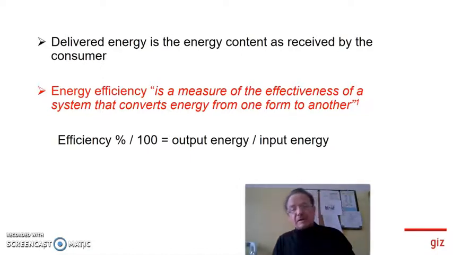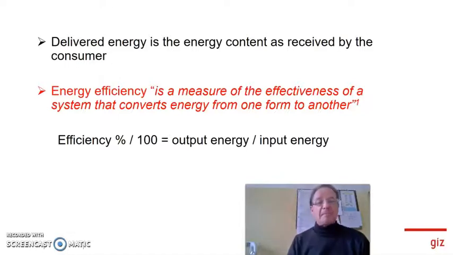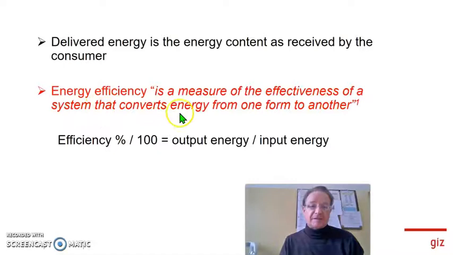Because this is one of the topics of our course, called Basics in Energy Efficiency in Buildings, let's have a deeper look into that. Energy efficiency is a measure of the effectiveness of a system that converts energy from one form to another. Efficiency in percentage divided by 100 is output energy divided by input energy.